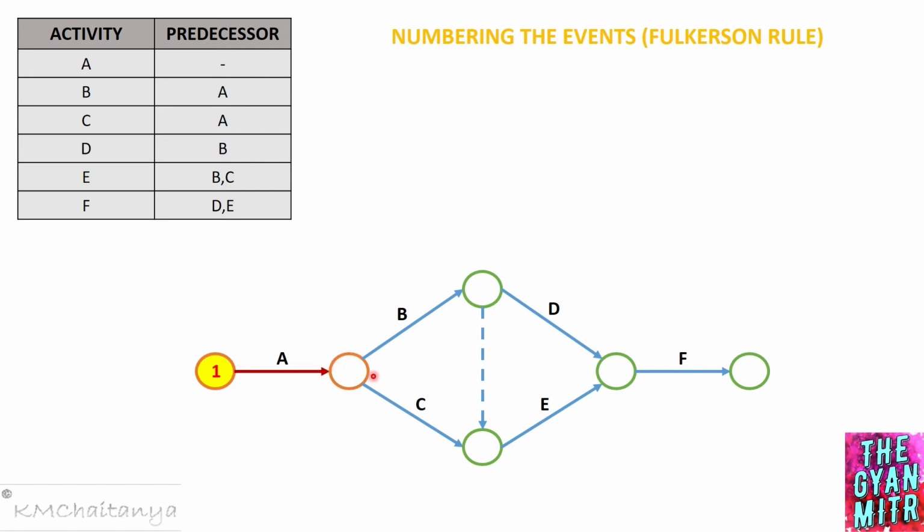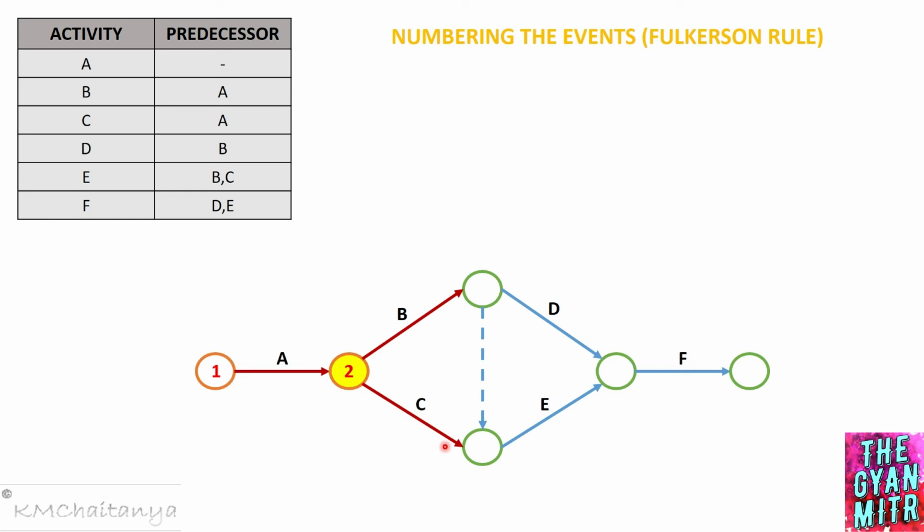Okay, so now I'll be numbering it as event number 2. Now I'll be moving on to event number 2. From here I'll be tracing all the activities which are emerging from event number 2. We have 2 activities, so I'll be tracing these 2 activities.